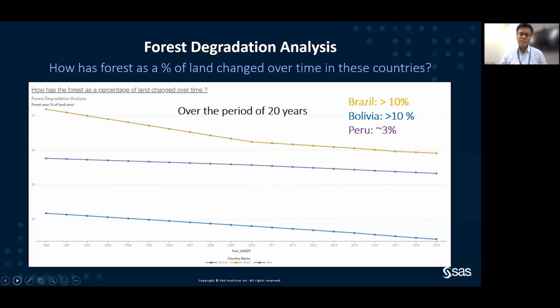If you see just the percentage numbers, you can see that Brazil's land has been degraded by more than 10% over the period of 20 years. Bolivia is also the same case. But interestingly, if you look at Peru, the degradation of land is just 3%. So Peru becomes our interesting case because there must be something that Peru is doing in order to address the problem of this forest degradation. So let's go to the next slide.